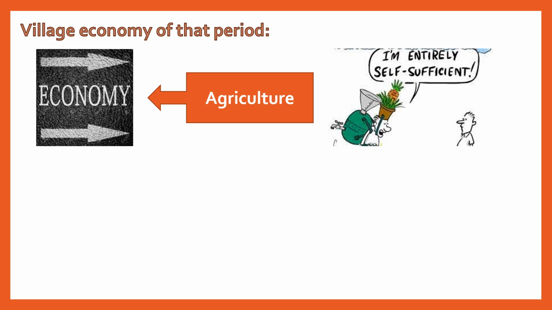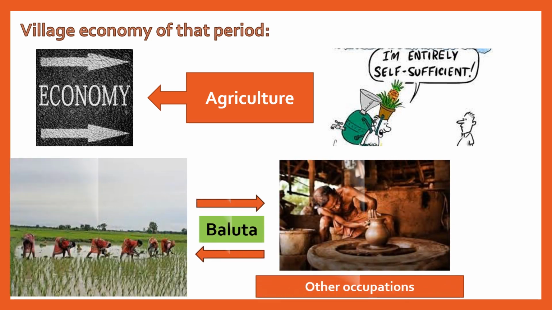Now, let us come to the village economy of that period. In those times, the villages were self sufficient. The farmers gave a particular share of whatever they produced to the village artisans, and in return, the artisans would supplement their produced goods and fulfill the needs of the local people. This was called the baluta.